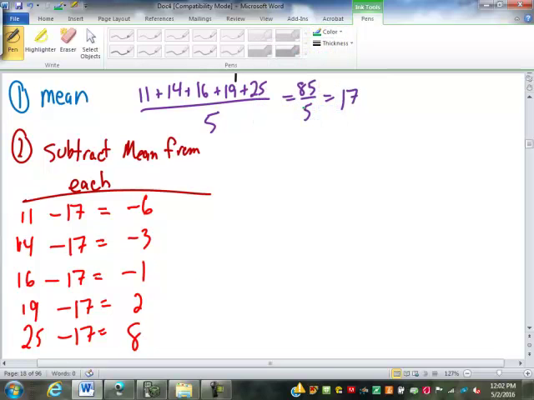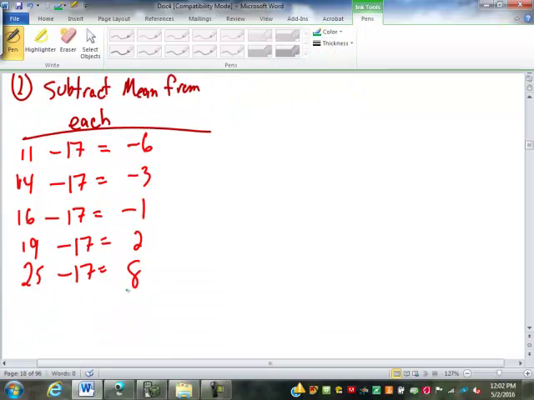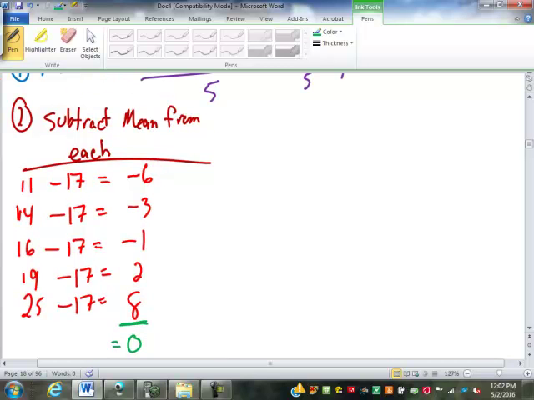Now, it doesn't have much meaning at this point, but we can double check this by adding this up. That should all add up to 0 at this point. Now, that 0 doesn't mean anything. It's just a double check to make sure we haven't made any bad mistakes.